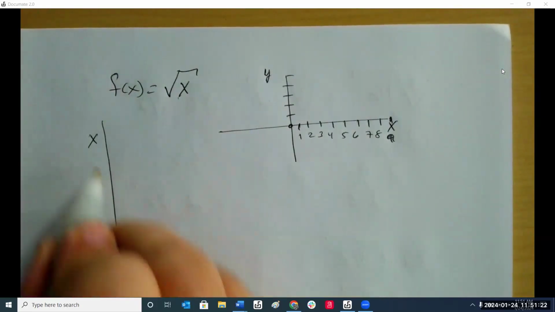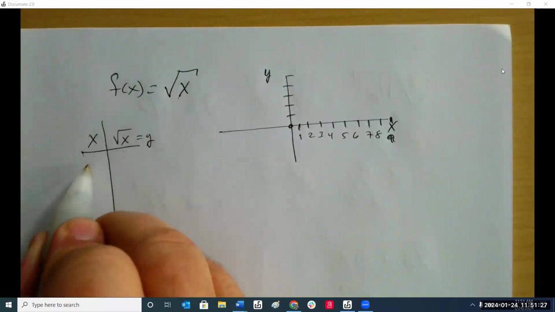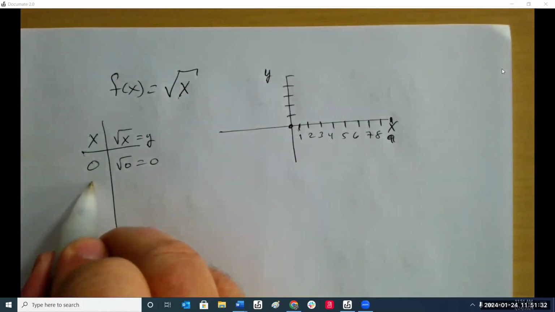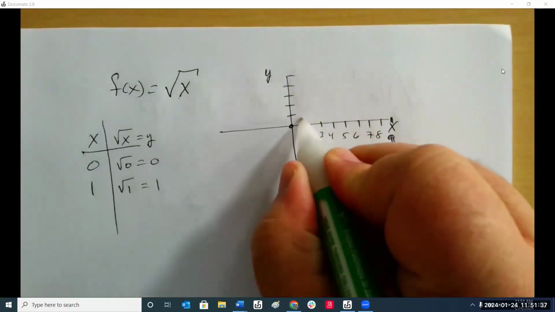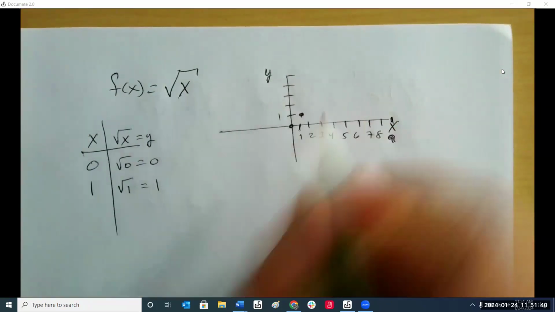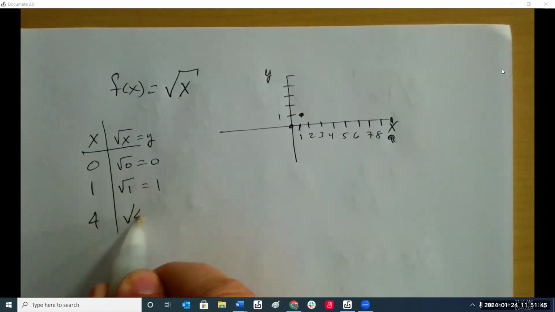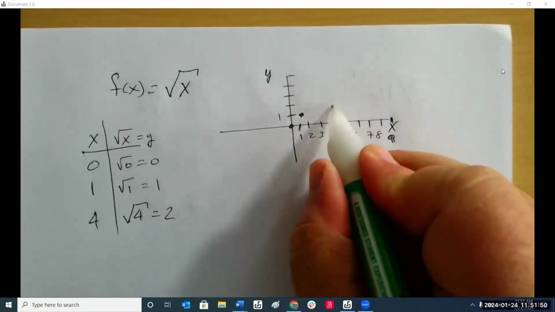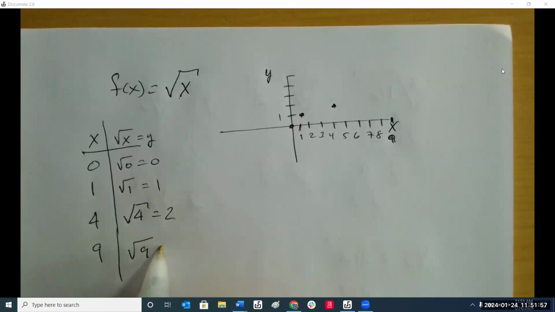We create a table. We put 0 in there, square root of 0 is 0. So we have that point. When x is 1, square root of 1 is 1. When x is 4, the square root of 4 is what? 2. When x is 9, square root of 9 is 3.